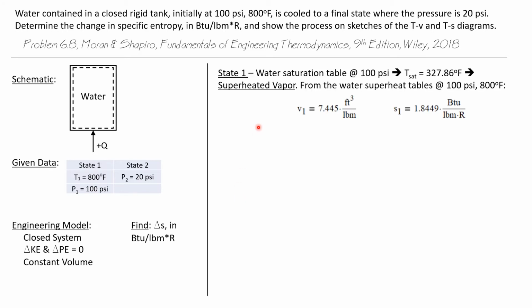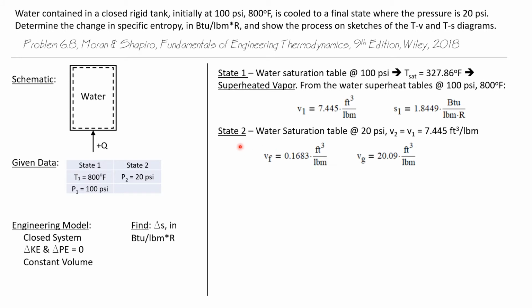So let's find some properties for state 1. We know we'll start in the saturation table at 100 psi. And I noticed that the saturation temperature at this pressure is 327.86 degrees Fahrenheit. Now, the temperature of state 1 is 800 degrees Fahrenheit, so it's much higher than the saturation temperature. So that implies that this state is a superheated vapor. So I'm going to go into the water superheat table at 100 psi and 800 degrees Fahrenheit. I'm going to grab a couple of values here. I'm going to grab the specific volume and the specific entropy for state 1.